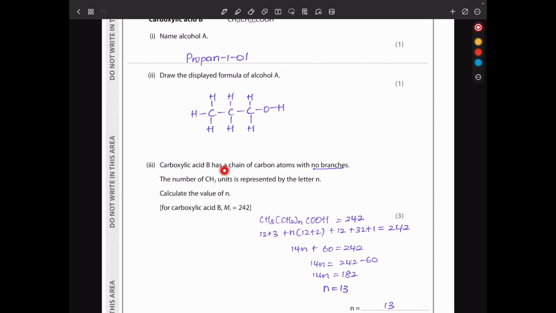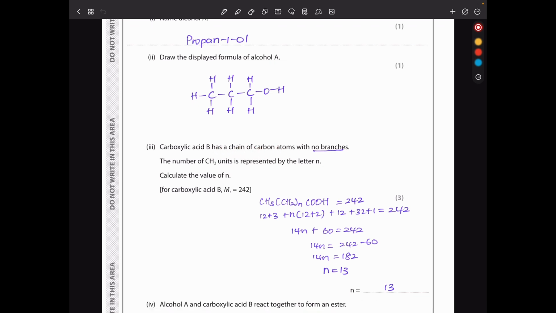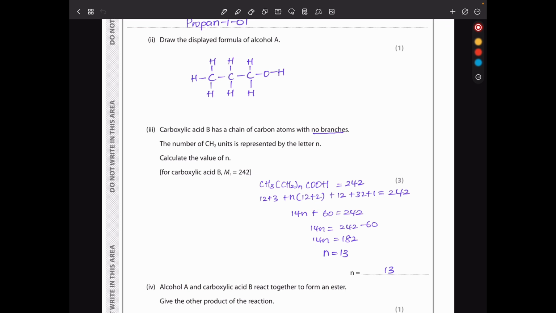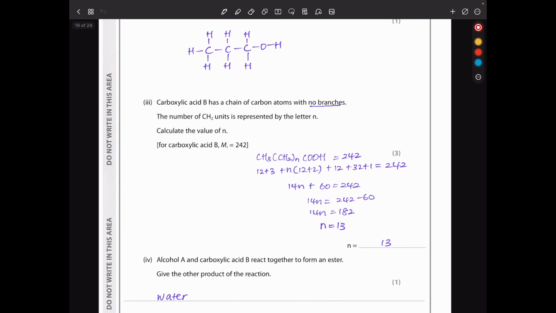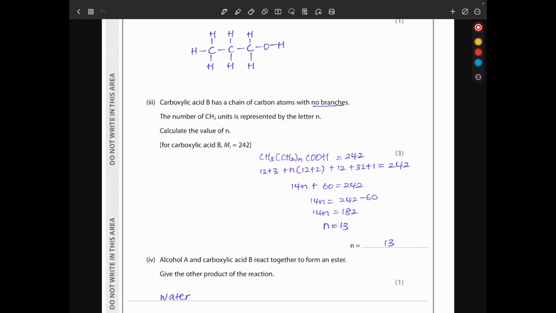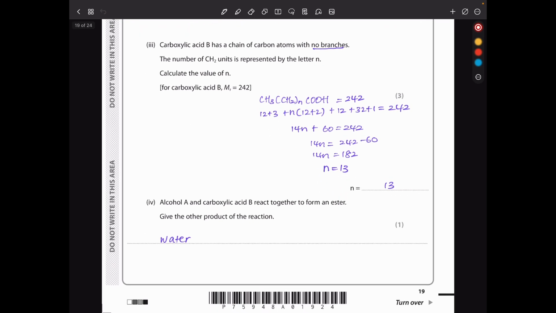And they say carboxylic acid B has a chain of carbon atoms with no branches. Calculate the value of n. They've given us the Mr, 242. So writing this and equating it to 242, where n is going to be multiplying that. So this carbon is 12, 3 hydrogens is 3, and then whatever is inside here is 14, 12 plus 2, multiply that by n, plus the carbon 12, and then 2 oxygens, 32, and 1 hydrogen will give us 242. So when I add it up, I got 14n plus 60, giving me 242, and 14n will be 182. Dividing through, I got 13, so n equals 13.